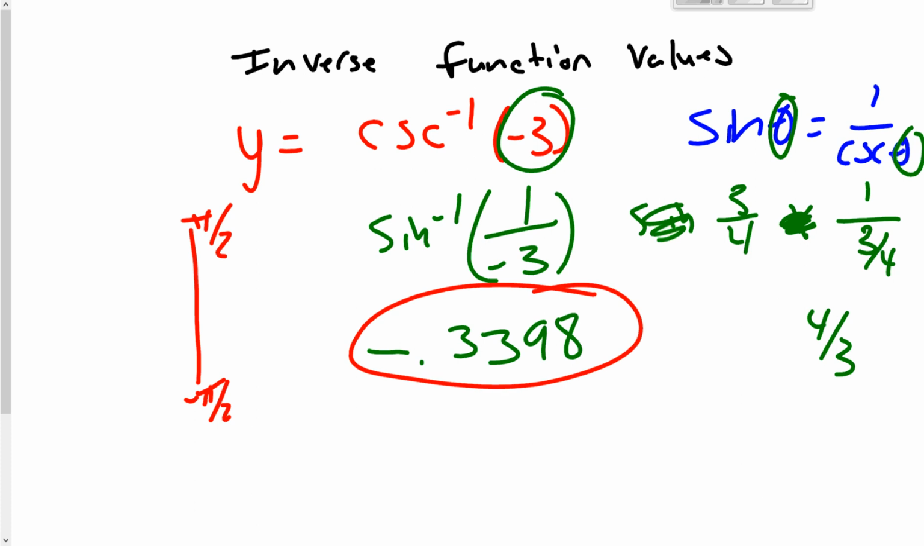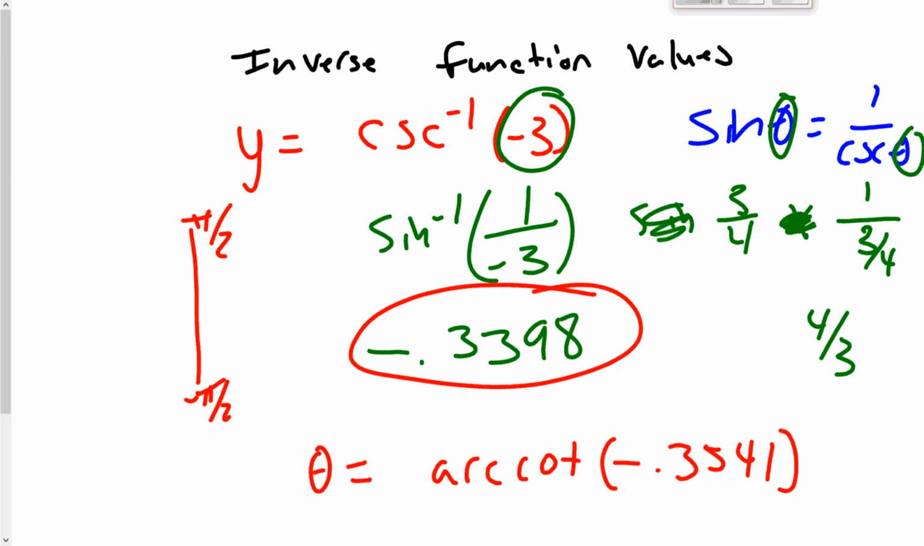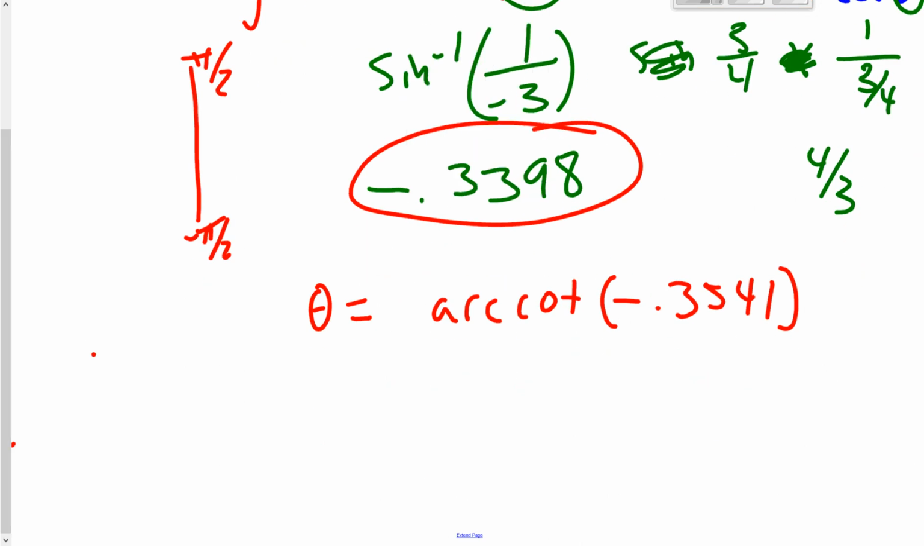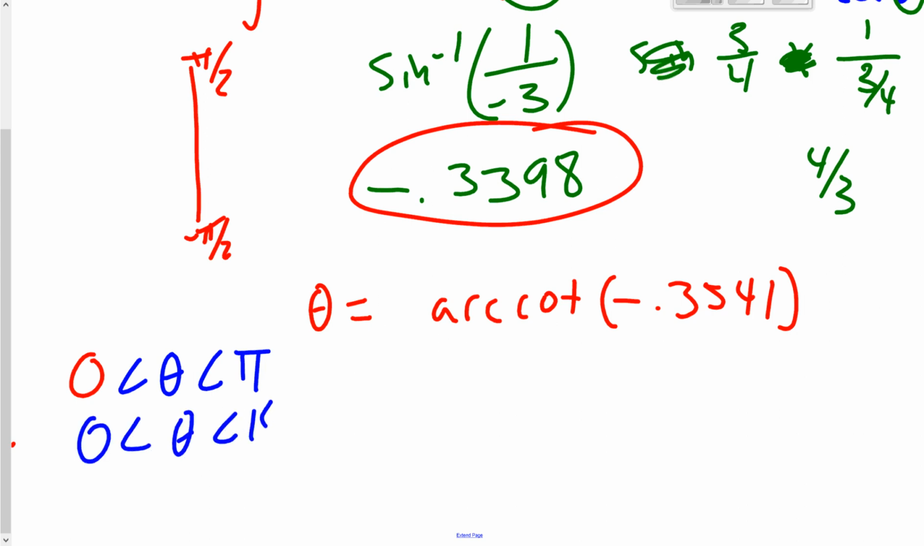Okay, the next one we can look at putting in degrees. So find in degrees the arc cotangent of -0.3541. So here, remember, our range for cotangent is between 0 and pi, right? So our answer has to be somewhere between 0 and pi. But we want that in degrees, so that'd be 0 and 180.